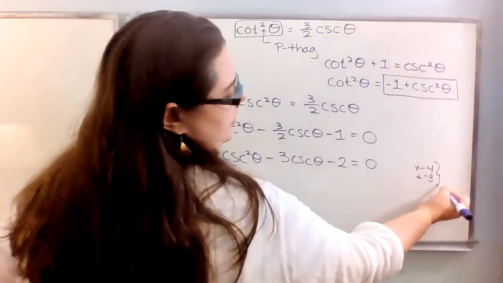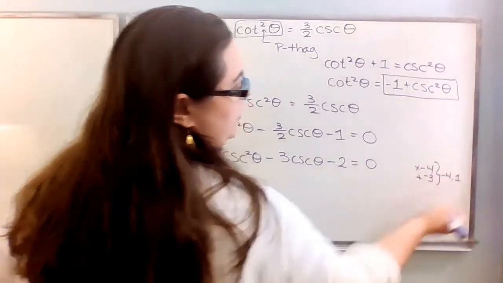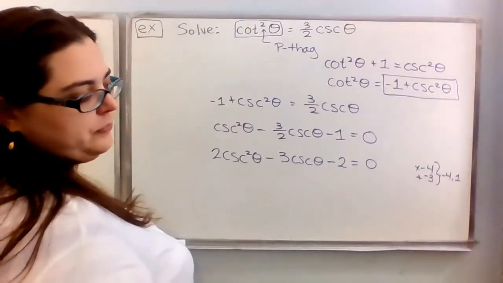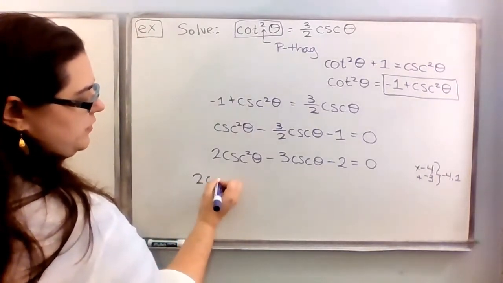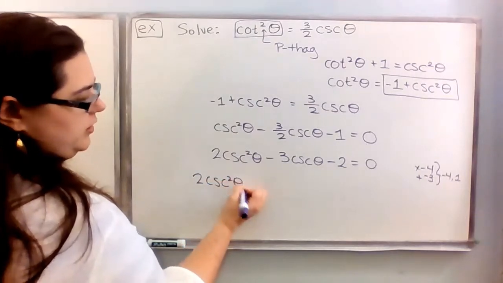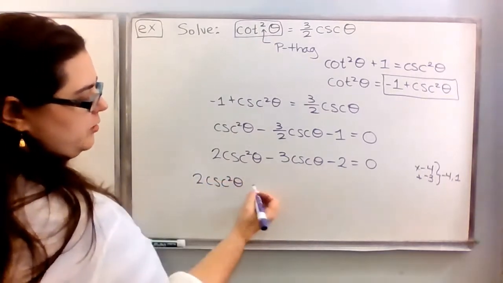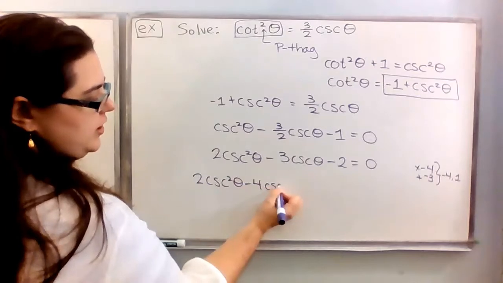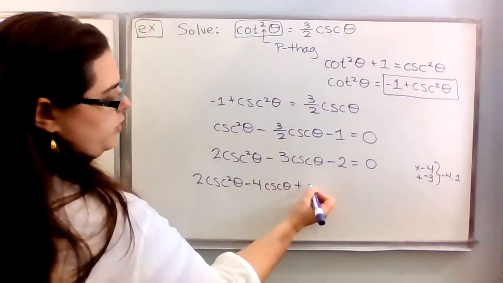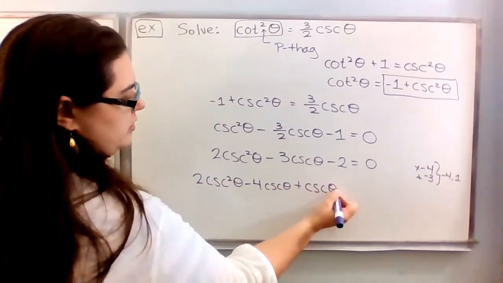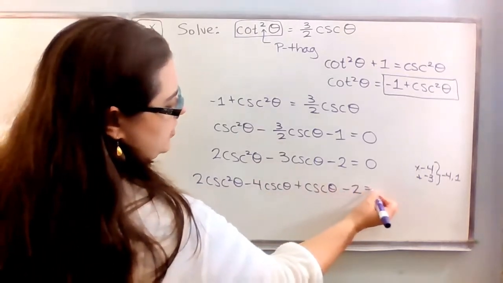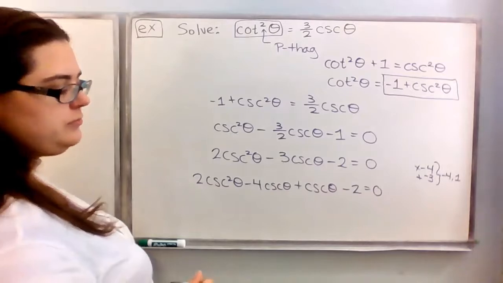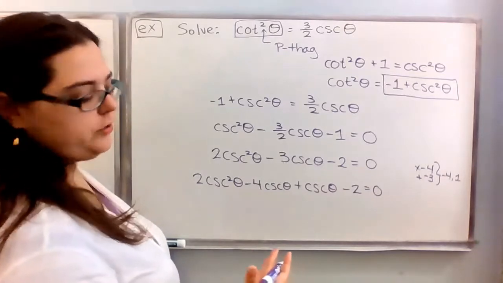So I'm thinking -4 and a +1 ought to do the trick. So I can rewrite this middle term. We have 2 cosecant squared theta, and I'm going to rewrite the middle term as -4 cosecant theta plus 1 cosecant theta, because that'll give me that -3, minus 2 is equal to 0. And now we can factor by grouping.